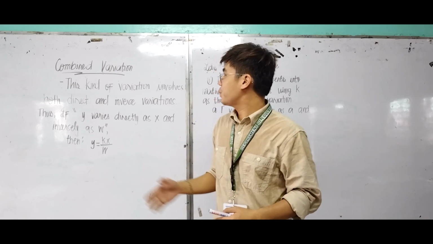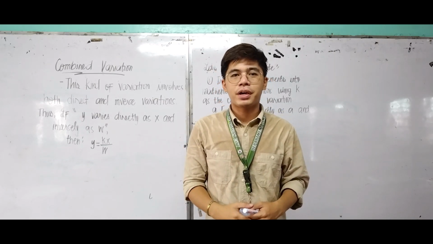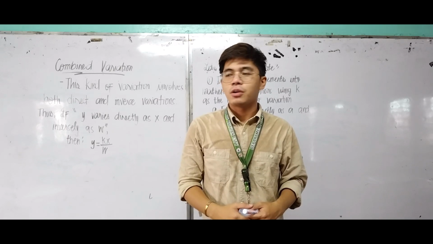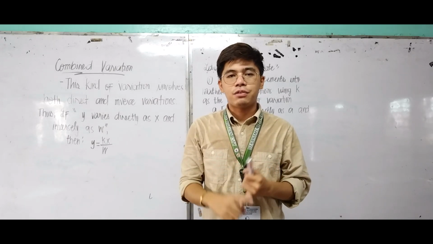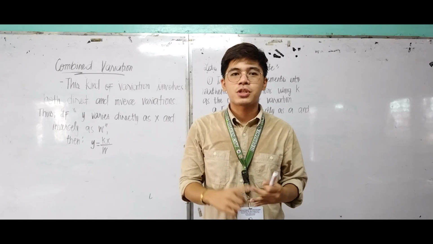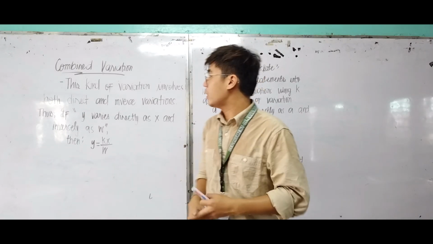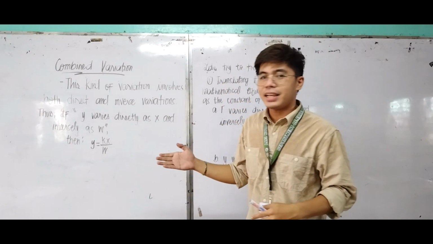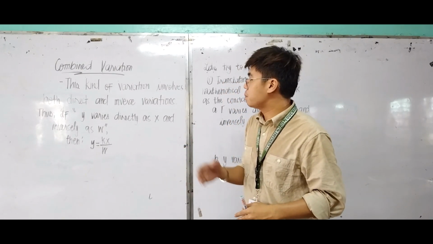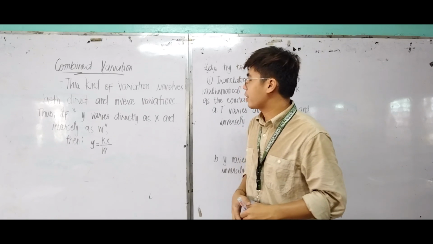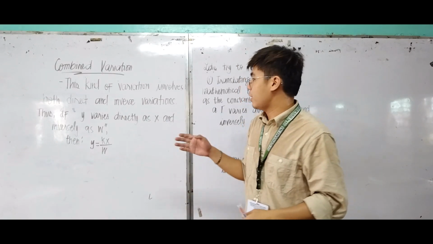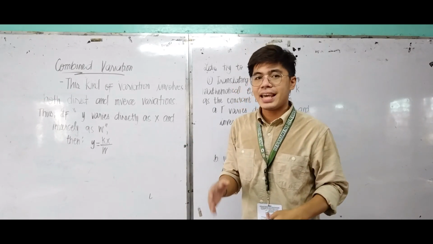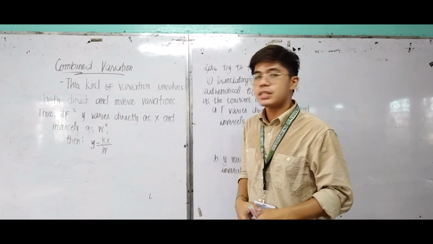Now today class, we will discuss all about combined variation. Last time, we also discussed inverse variation, direct variation, and joint variation. Now let's first define what combined variation is. This kind of variation involves both direct and inverse variation. Thus, if y varies directly as x and inversely as w.